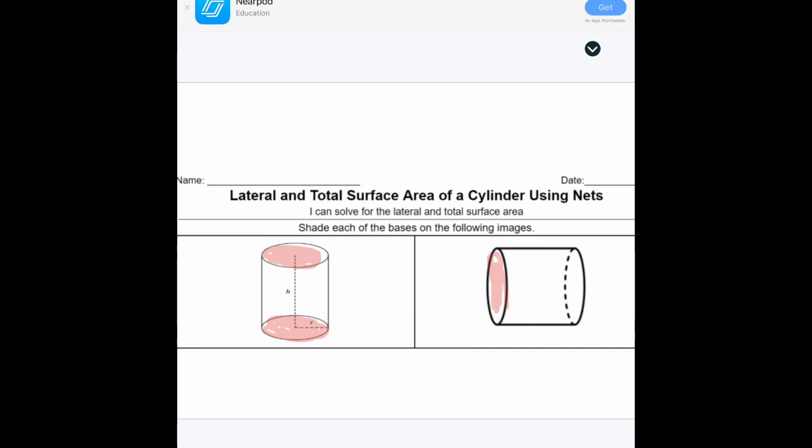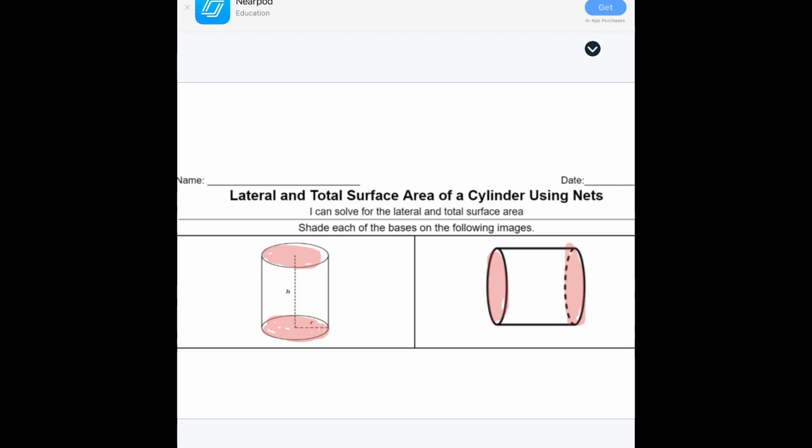It might be on its side, but we would still be able to say that these two circles here, those are my bases. It's important to be able to do that because once again, our lateral surfaces are the things that aren't bases. We have to find the area of everything that's not a base. Total surface area, we get to add the bases to the lateral surface area. So knowing what a base is, it helps us, right?